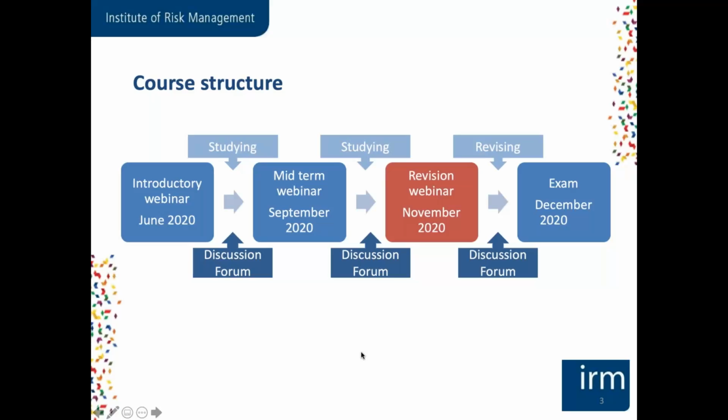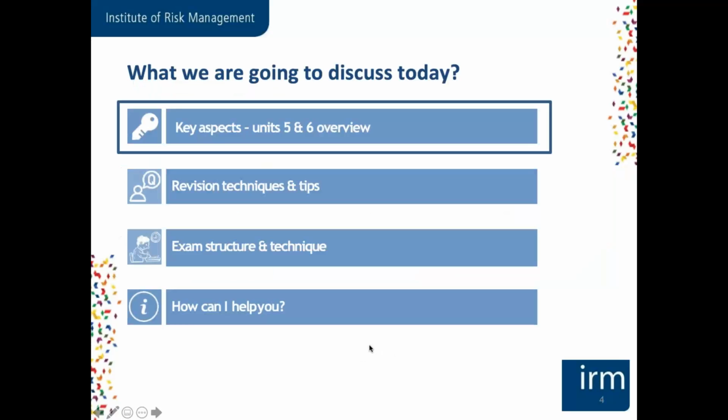Hope that you guys are finding the discussion forum helpful, as well as obviously all the materials that you have. Just a quick overview of what we're going to discuss today. We're going to run through the highlights of units 5 and 6. I know we covered 1 to 4 previously, and talk a little bit about revision techniques and tips, the exam itself, structure, and some ideas about technique. And of course, how I can best help you, how I can best assist you.